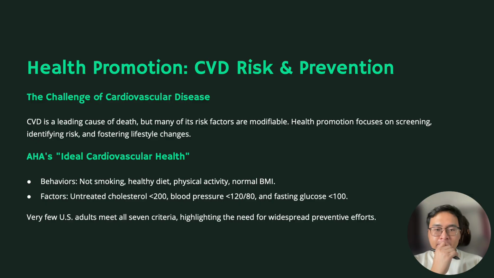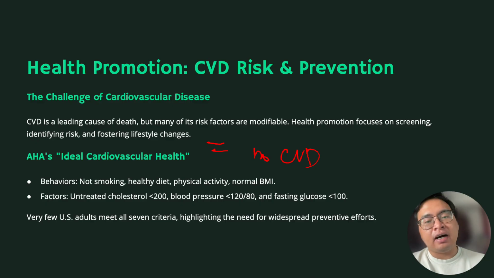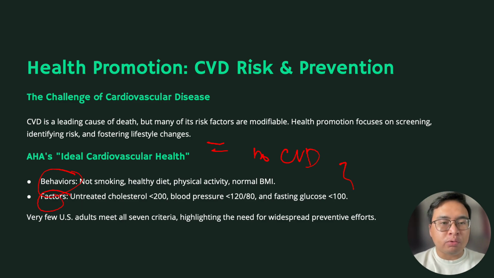In fact, in 2020, the American Heart Association came up with a definition of ideal cardiovascular health. So there, they said that ideally, if you are ideally healthy, in terms of cardiovascular health, you should have no cardiovascular disease, of course. So hindi ka pa inatake sa puso, halimbawa, and you have these 4 behavioral factors and these 3 other factors. So for a total of 7. In other words, you should not be smoking, you should have a healthy diet, adequate physical activity, and a normal body mass index.